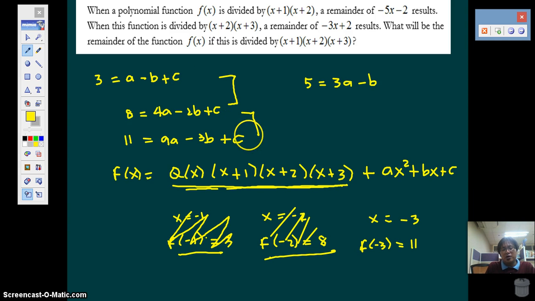Now I will subtract these 2. 11 minus 8, that will be 3. 9a minus 4a is 5a. Negative 3b minus negative 2b, that will give you negative b. And of course c minus c will cancel out.